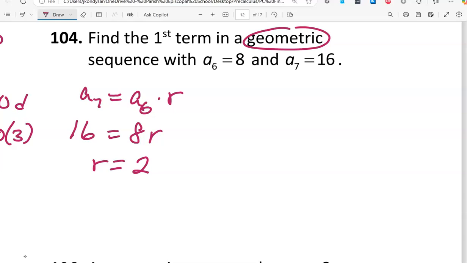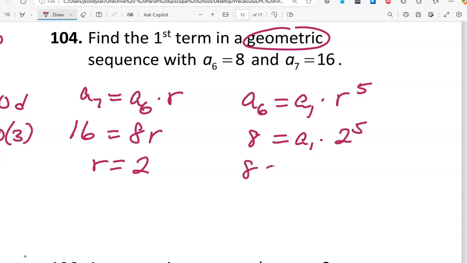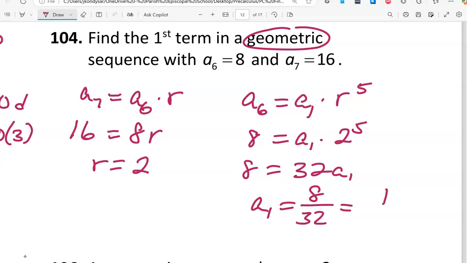Now if we want to find the first term, we can relate the 6th term to the first term. The 6th term is the first term times r raised to the 5th power. So the 6th term is 8, and the first term is unknown, and r is 2. So that gives us 8 is equal to 32 times a sub 1. Dividing, a sub 1 is 8/32nds, which reduces to 1/4.